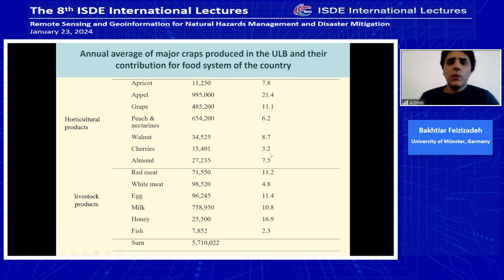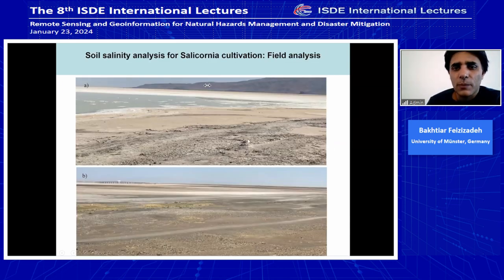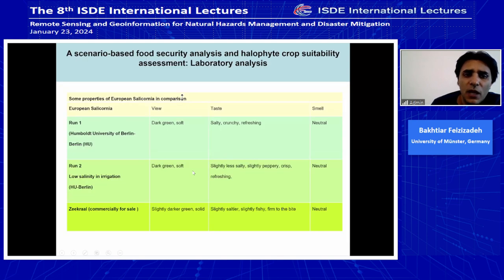So as a part of this research, we also wanted to develop some policies for this area. For example, halophyte crops are one of the solutions that we could develop for this area. And so we developed maps to analyze the possibility of producing salicornia, which is a hyper-salty plant, and it could grow in wetland. I'm just going through slides because of the lack of time.